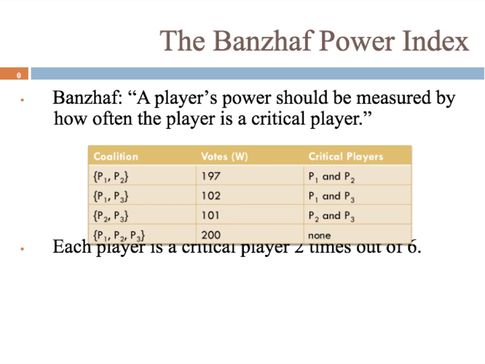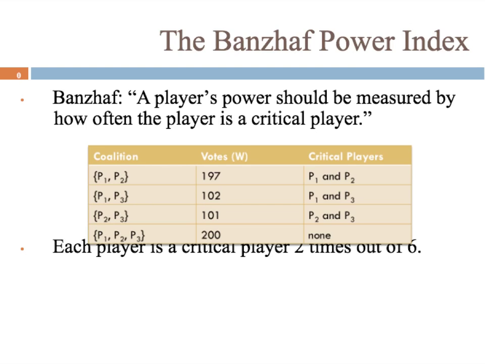So the importance of finding a critical player is because of the way the Banzaf power index works. Banzaf says a player's power should be measured by how often the player is a critical player. And in this case, each player is a critical player 2 times out of 6. So even though player 3 had only 3 votes versus player 1's 99 votes, they're just as critical the same amount of times. And that's going to matter a whole lot in this section.